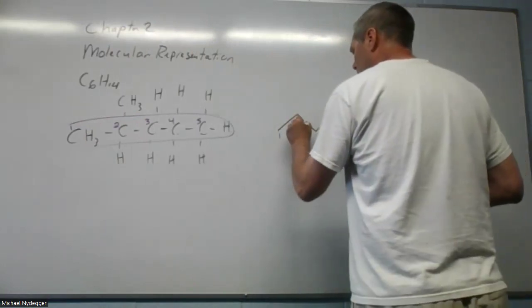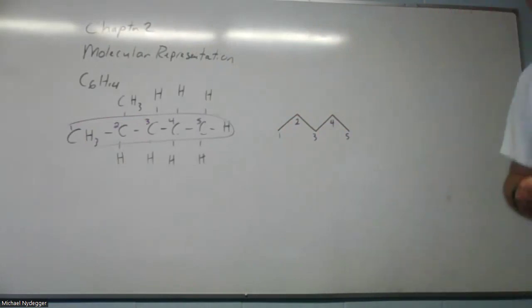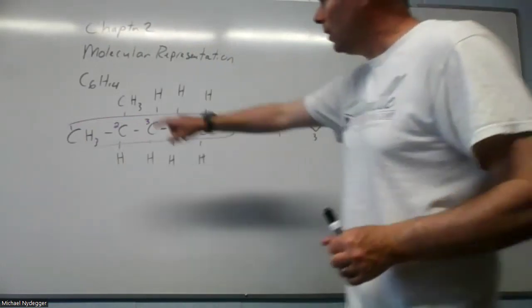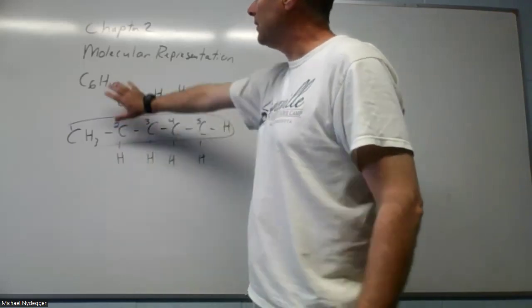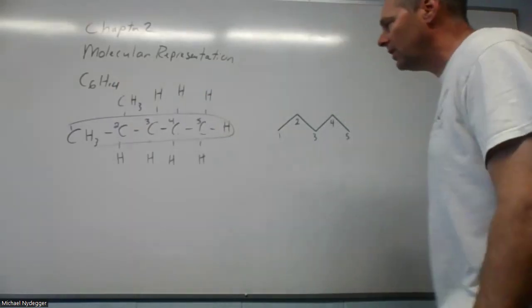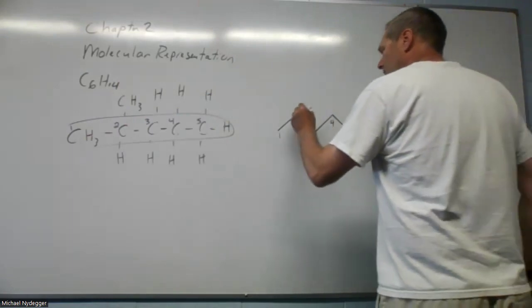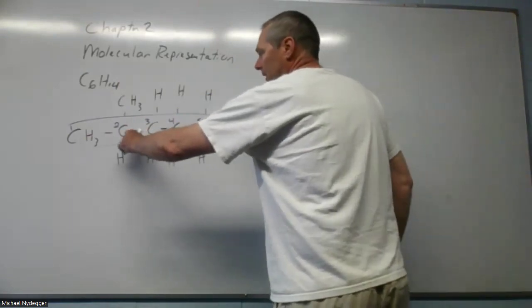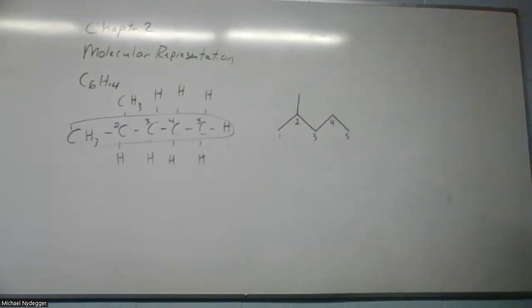Here's 1, 2, 3, 4, 5 as such. Now, what do we do with this methyl group that's hanging off of this chain? The one that's hanging off the chain is referred to as a substituent. So this would be your parent chain, and that would be your substituent. And notice that it goes off the second carbon. So there's your second carbon.